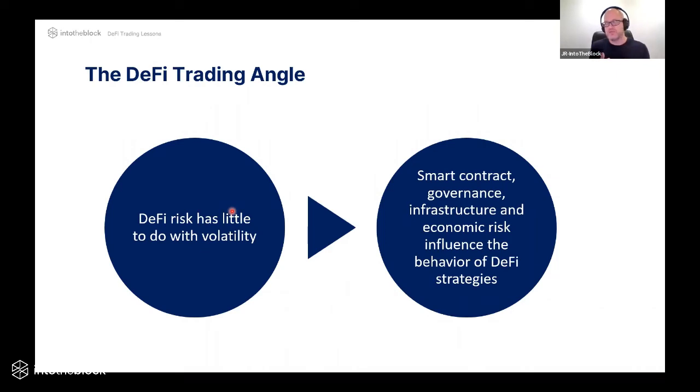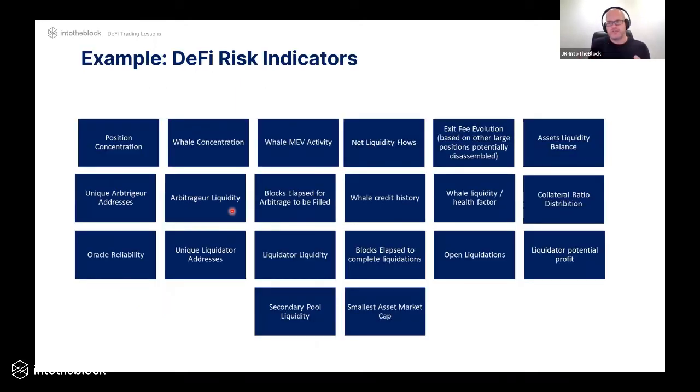There is governance risk. There are risks associated with the blockchain or L2 that you're using underpinning. So these are factors that we monitor for risk in our DeFi strategies, from addresses that are associated with arbitrage, to the concentration of whales, to addresses that are active on MEV, to inflows and outflows of liquidity, all sorts of things that are not related to volatility, but that can kill a position at any given time.